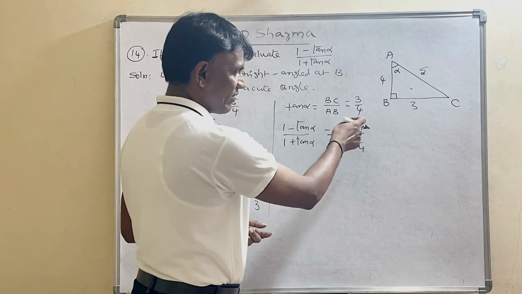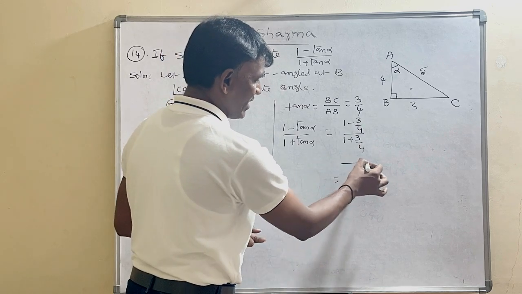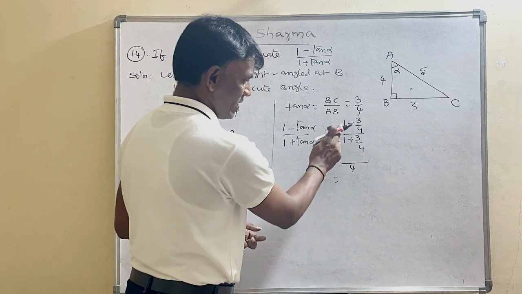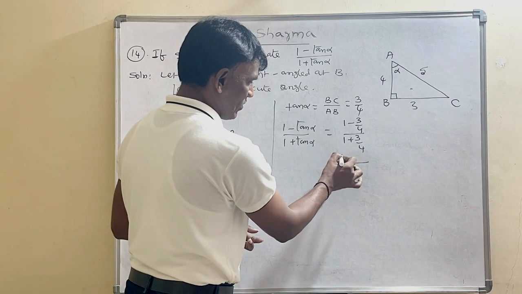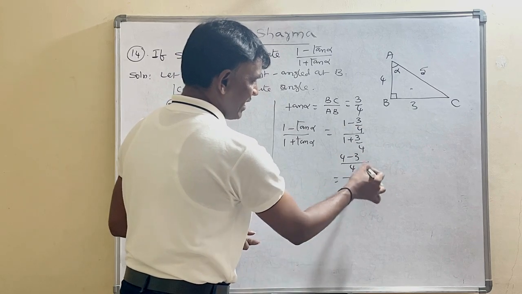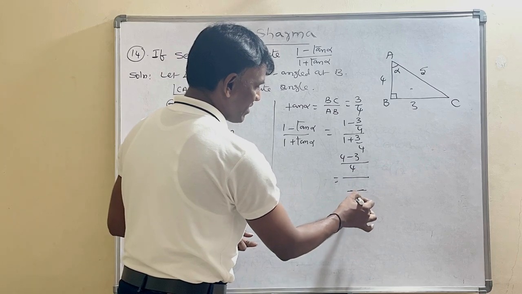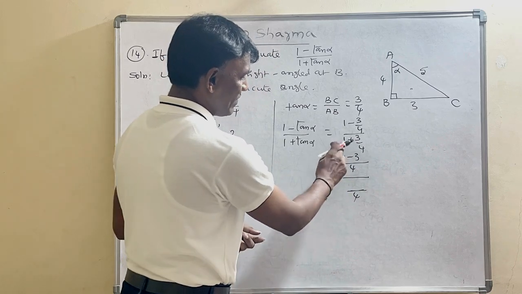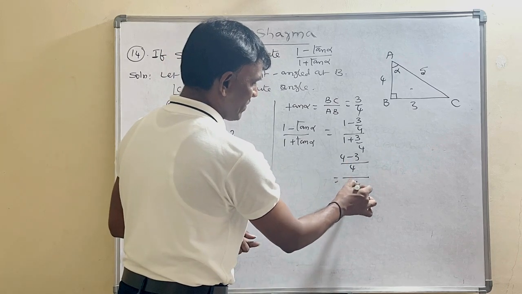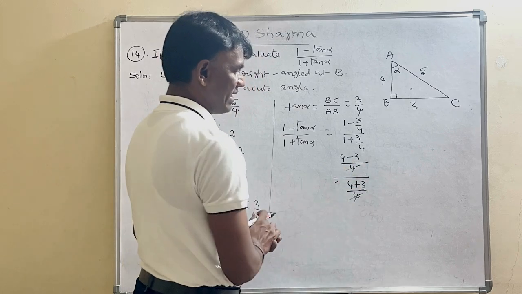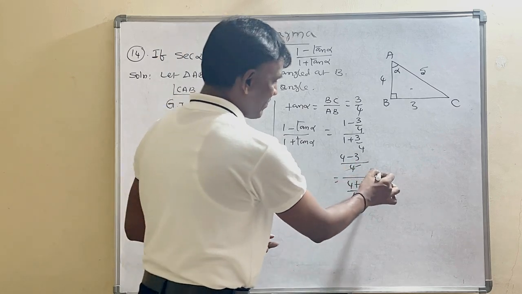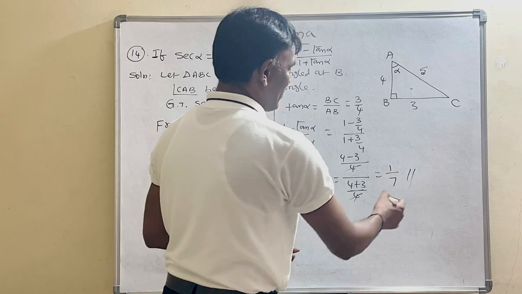Now just take LCM for both numerator and denominator. So now it is 4. Now cross multiplication, 1 into 4 is 4, then minus 3. Again LCM for this denominator is 4. Now again cross multiplication, 1 into 4 is 4 plus 3. Now 4 gets cancelled, right? And 4 minus 3 means 1, 4 plus 3 means 7. 1 by 7 is the answer.